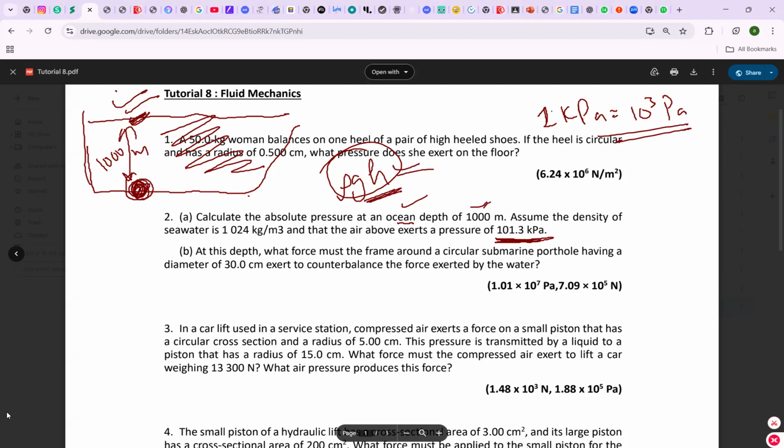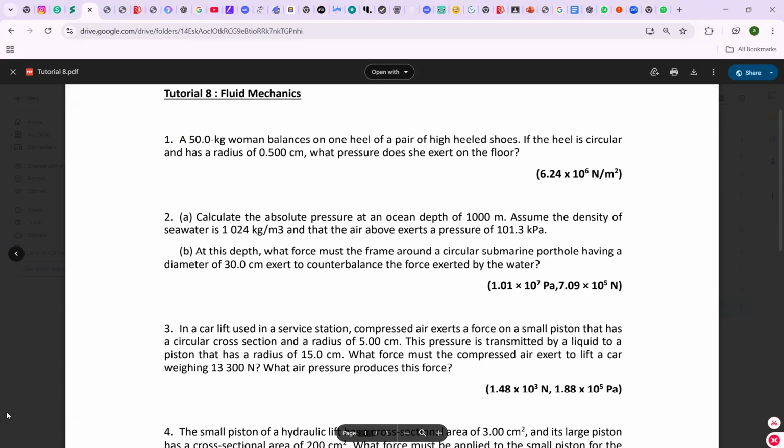What is the gauge pressure? The gauge pressure is rho. Rho is 1024 into 9.81 into depth, h, which is 1000. This answer we multiply it with 101300. Hey, why are you multiplying, boss? You have to add it. First, you tell me what is the gauge pressure you are getting. Do it stepwise, don't jump. So first find out the gauge pressure. Yeah. But I got the answer 1.017.